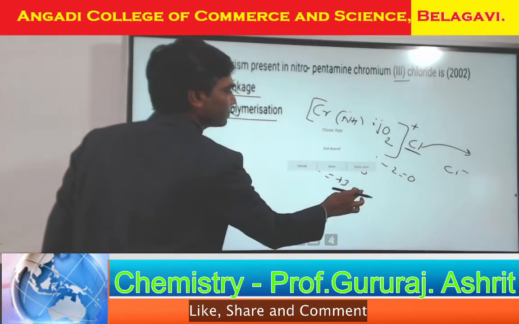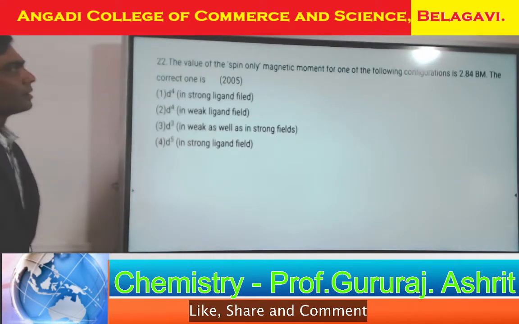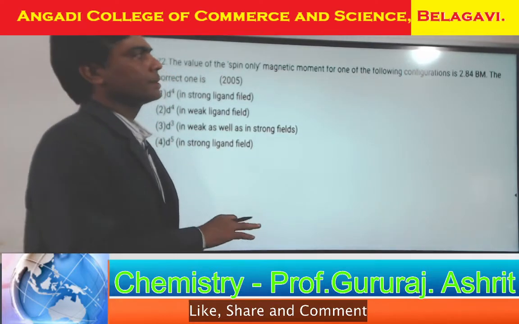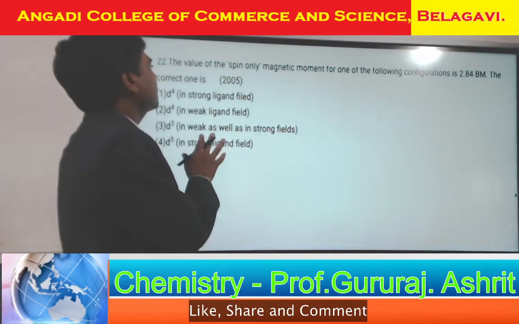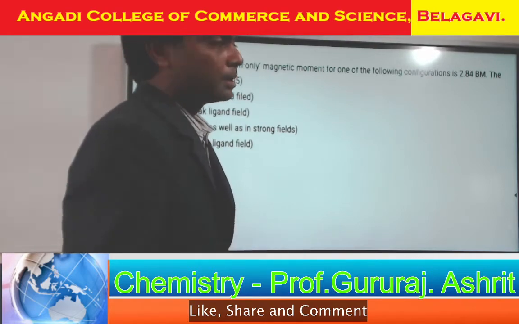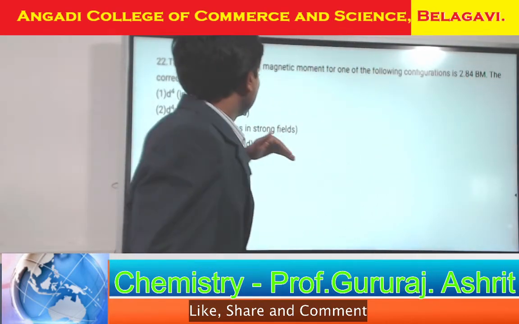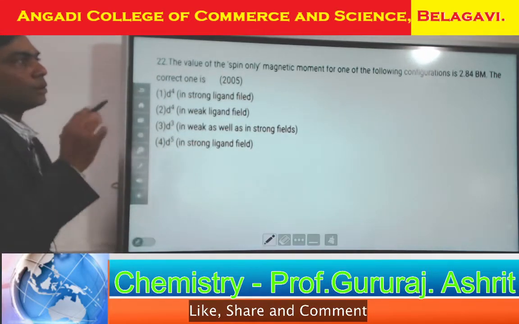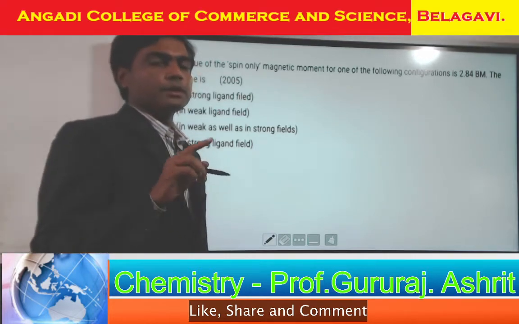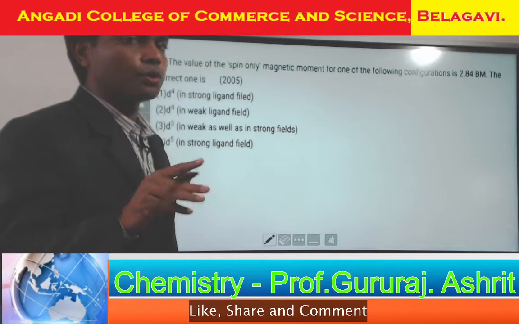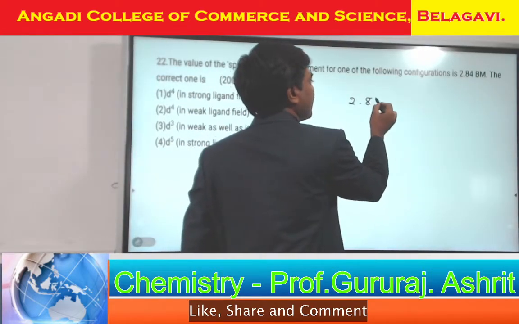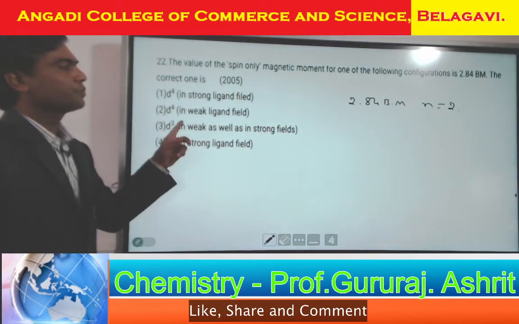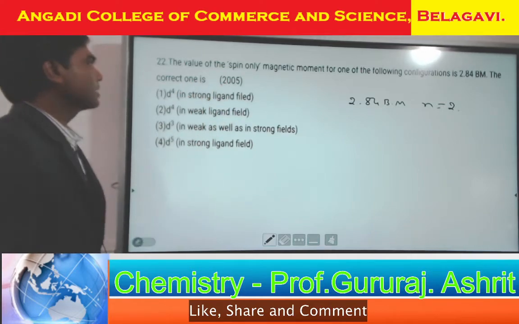Okay. Next question. The value of the spin-only magnetic moment for the following configurations is 2.84 BM. The correct one is C. Again, same concept, but this time he has only given the value. You should identify the correct option. Okay, so how to do that? Let's see. 2.84 BM means n is equal to how many unpaired electrons? You have to understand: for 2.84 BM, n is equal to 2. So in all the four options, the one where n is equal to 2 will be the correct answer.